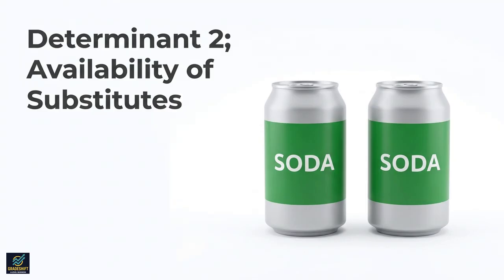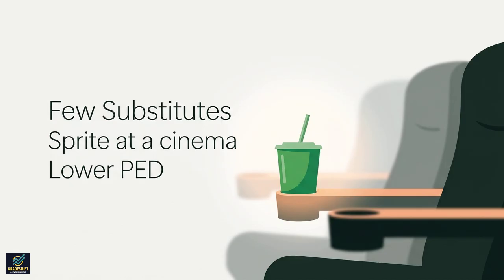The second key determinant is the availability of substitutes. If a consumer can easily find a similar alternative product, the original product will have a much higher price elasticity of demand. Imagine buying a Sprite at a cinema. The cinema likely only sells one brand of lemon lime soda. Because there are no direct substitutes available in that specific location, the demand becomes highly insensitive to price.